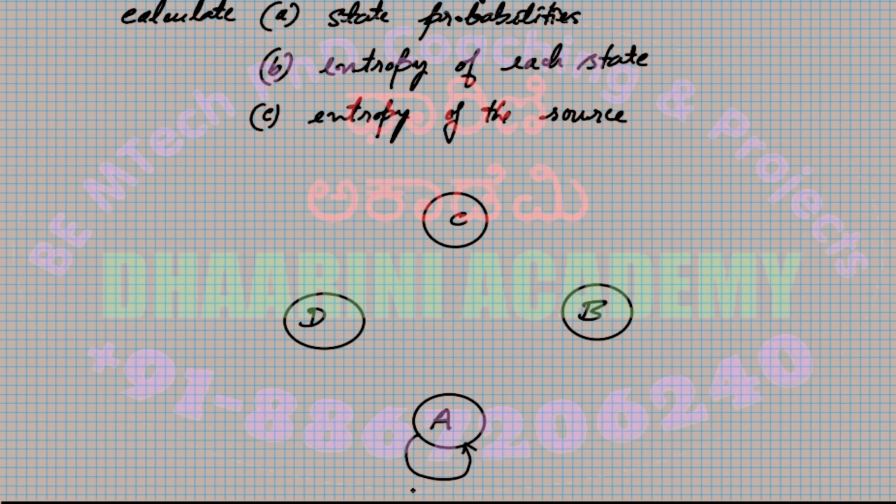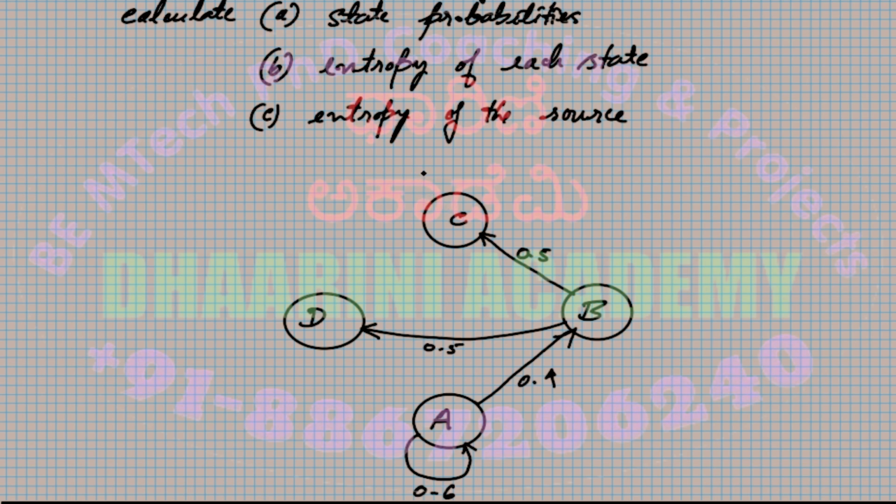The probabilities are marked like this. From A to A, you have a probability of 0.6. If you are in A, you can go to B with a probability 0.4. If you are in B, you can go to the state C with a probability 0.5, and from B you can go to D with a probability of 0.5.